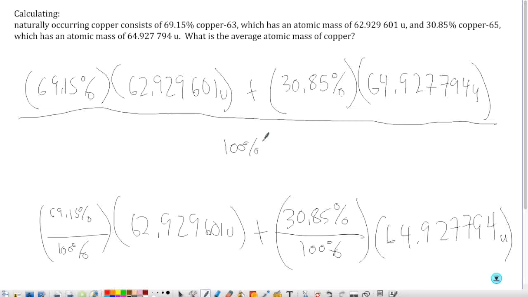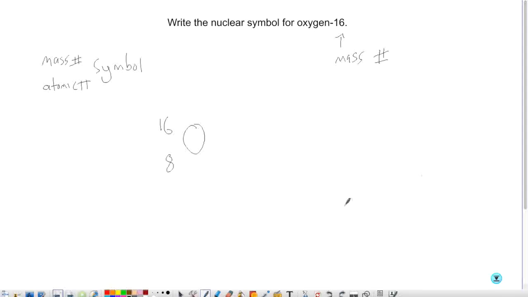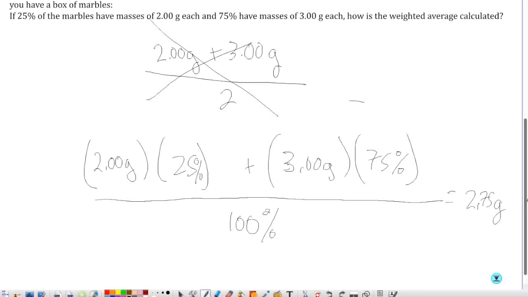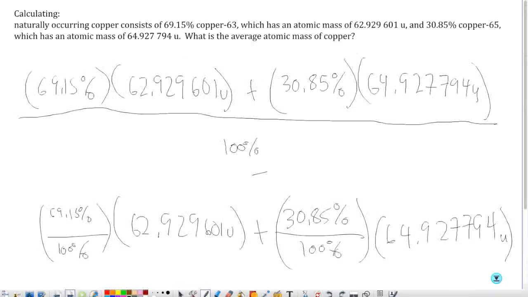Okay? I happen to like this top method because it makes sense based on the example that we did before, with the marbles, right? Because this is how I would calculate this with marbles. So I like to be able to relate it back to things that I've done in the past. Okay, so when I plug this into my calculator, I get my answer to 4 significant figures as 63.55. It's really 63.546, but it's 4 sig figs, right, because of the percentages.